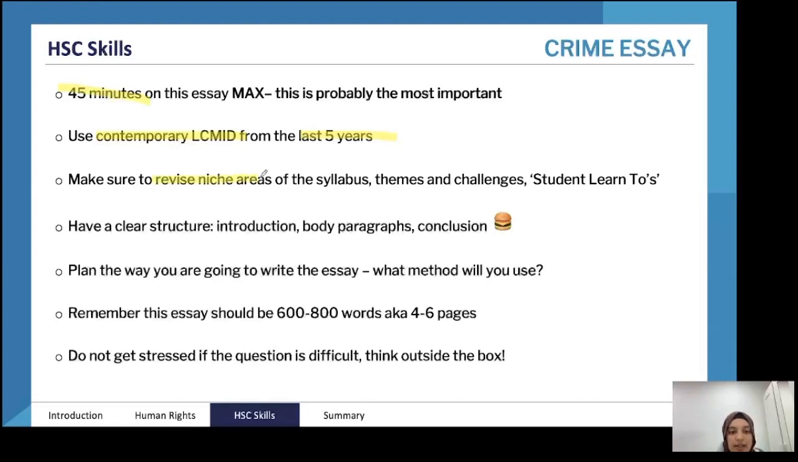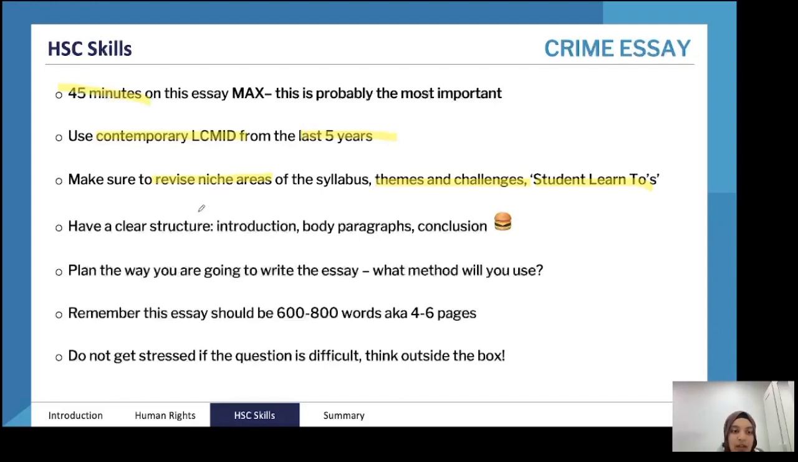Make sure that you revise niche areas of the syllabus, such as themes and challenges, as well as student learn tos. Niche areas, themes and challenges, and student learn tos are very, very important, because they are where a lot of the questions are coming from, and all of the questions are coming from the syllabus. So that's something important to note as well. The syllabus should be a very important thing that you're focusing on and always looking at.